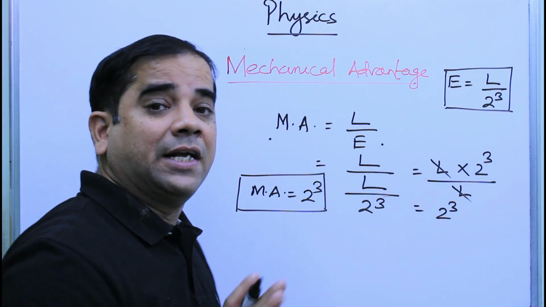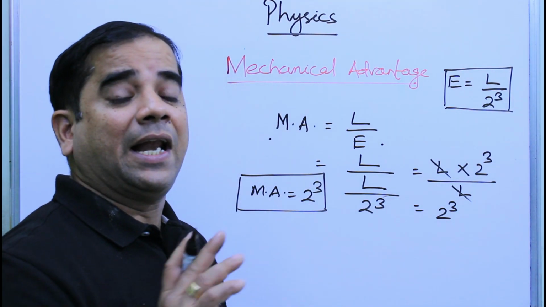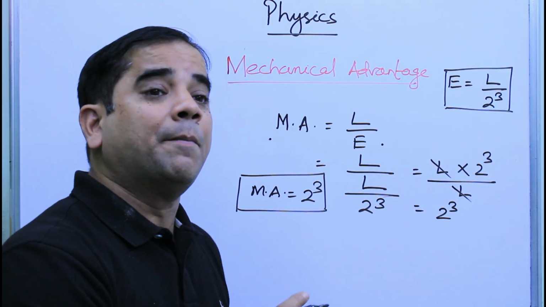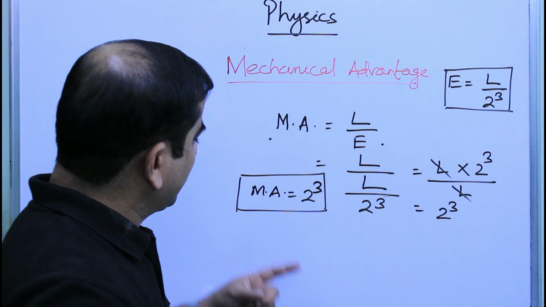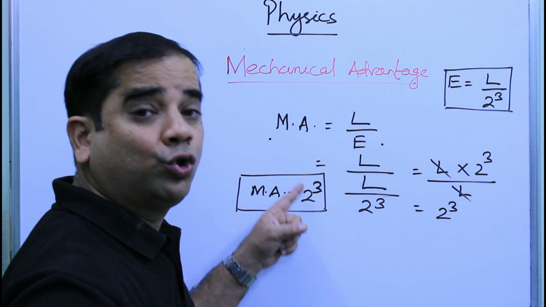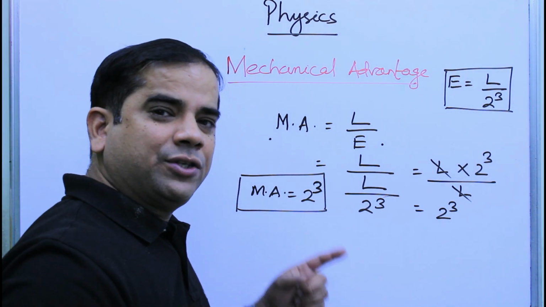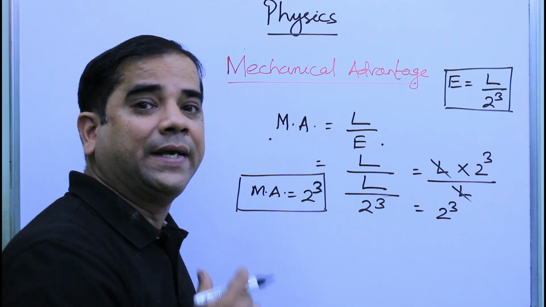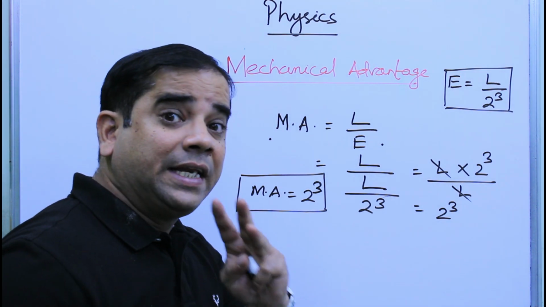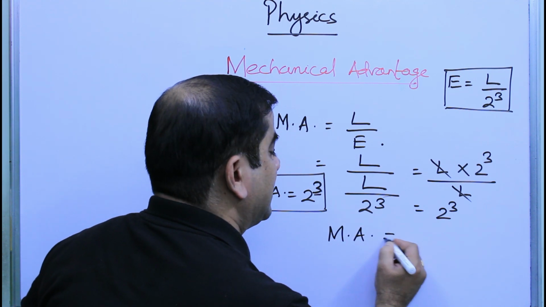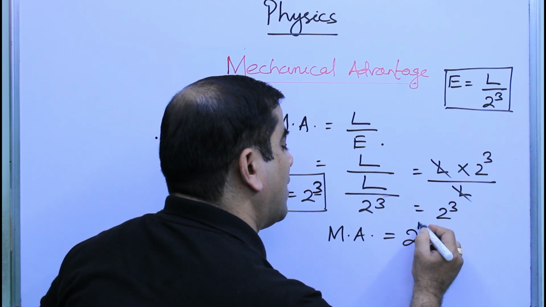So from here we can generate a formula for the mechanical advantage of a system of pulleys where there is a fixed pulley and some movable pulleys. So let us think about the formula. Here mechanical advantage is equal to 2 to the power 3, and you just think about it, how many movable pulleys we have used over here. We have used 3 movable pulleys. That means mechanical advantage is nothing but 2 to the power n.